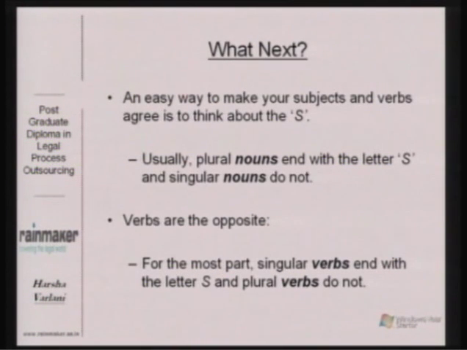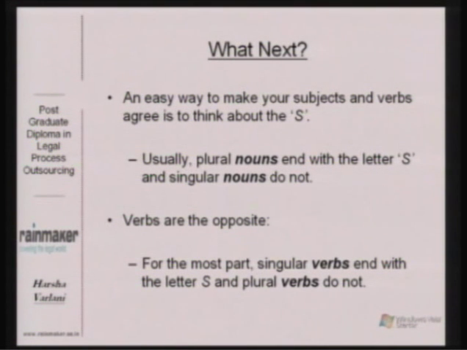An easy way to make your subject and verb agree is to think about the alphabet S. When do we put S? Usually plural nouns end with the letter S and singular nouns do not. Boy, boys, girl, girls, table, tables. For all nouns, the plural form comes with an S at the end. However, for verbs, it's generally the opposite. For the most part, singular verbs end with the letter S and plural verbs do not.